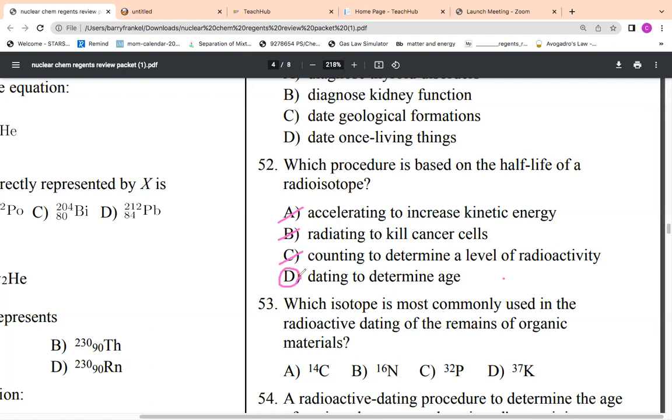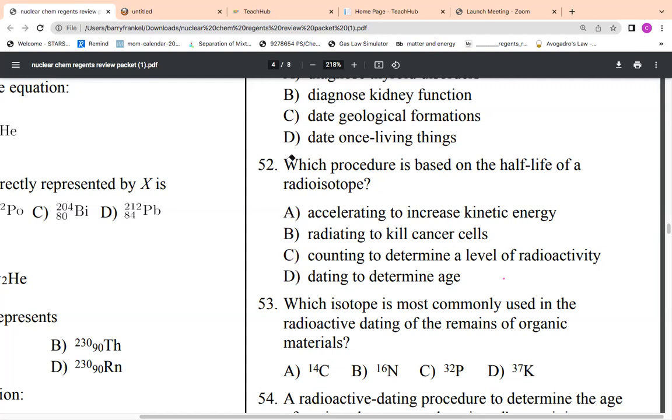So something like C14, when we want to date how old something is, we need radioisotopes that have very long half-lives. The most common one is C14. But if you need to date something that is older than about 60,000 years, you have to use a different radioisotope that has a longer half-life. All right.